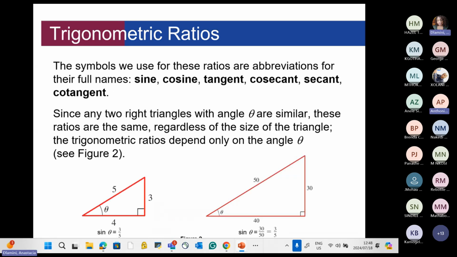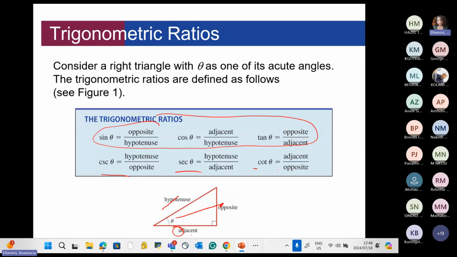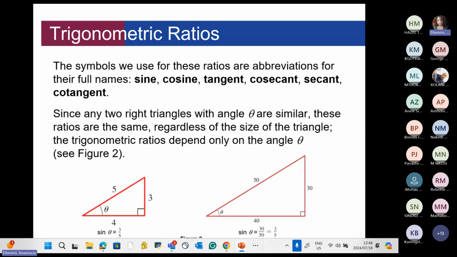So they say the symbols we use for these ratios are abbreviations. They're telling us we are using cosec, sec, cot, sine. Those are abbreviations for sine, cosine, tangent, cosecant, secant, and cotangent. Since any two right triangles with the same theta are similar, these ratios are the same regardless of the size of the triangle. Meaning that even if you have a small or a big triangle, SOHCAHTOA will always be SOHCAHTOA.